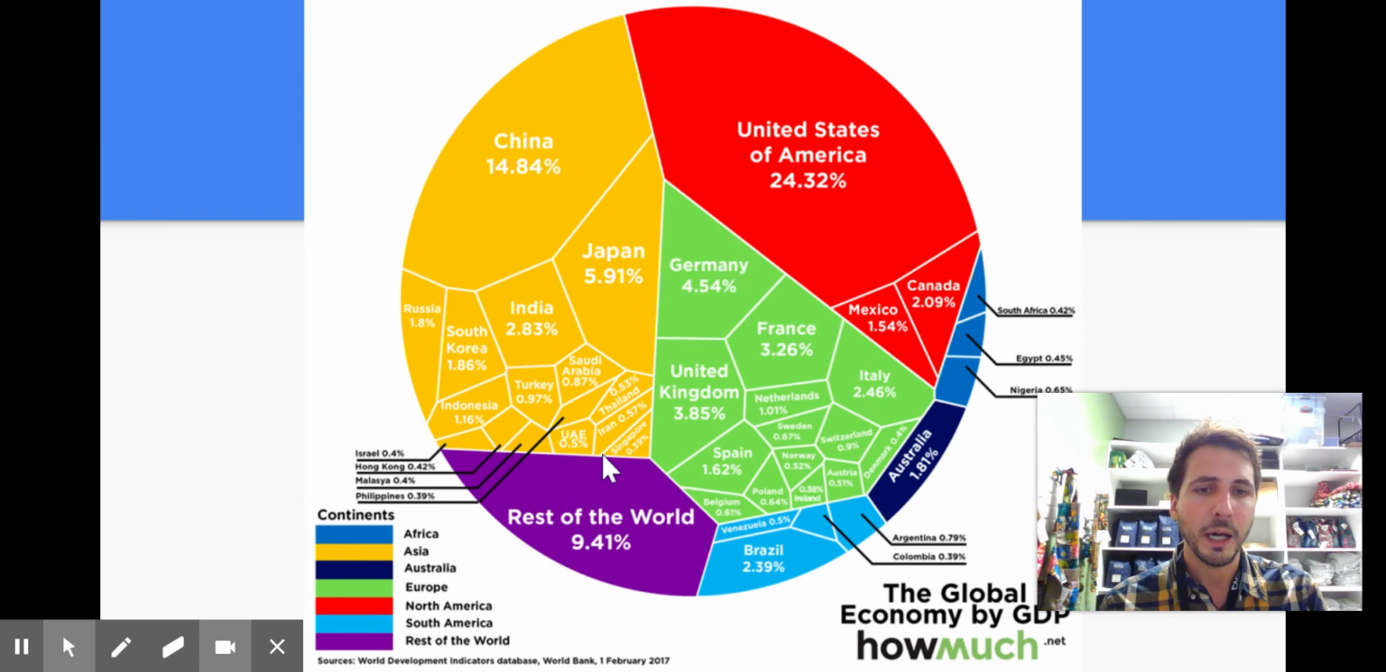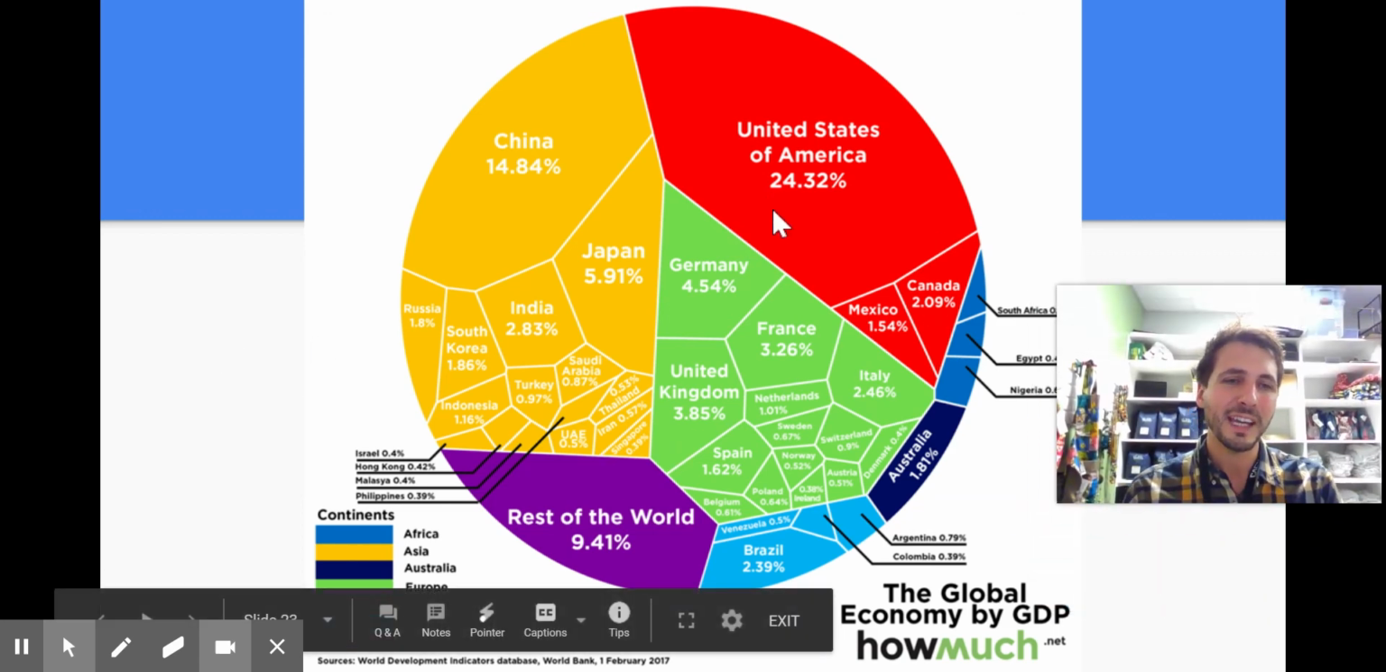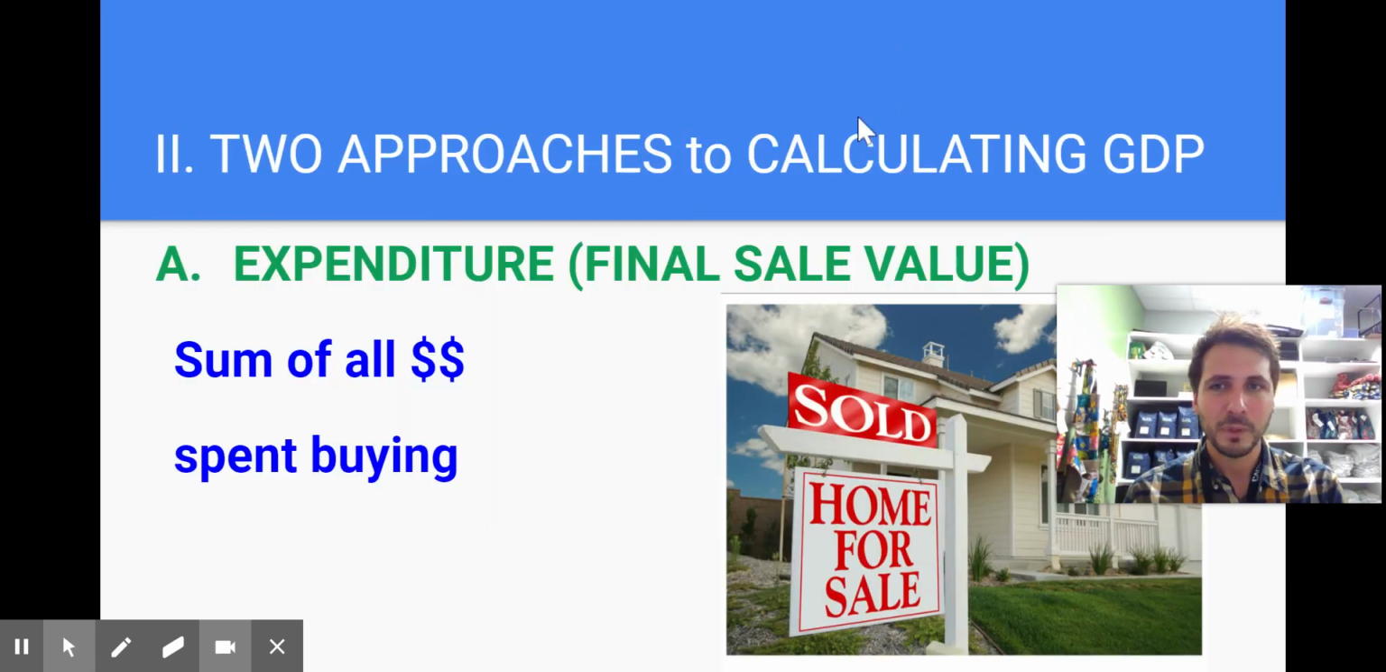So here we go. This is the global economy by GDP. Notice that the United States has about 24% of the entire world's economy through their GDP. Really interesting stuff there. Okay, so there are two approaches to calculating GDP. We'll pick this up in the next video. Those approaches are the expenditure and income approach. I'll do those in a much shorter video coming up next.